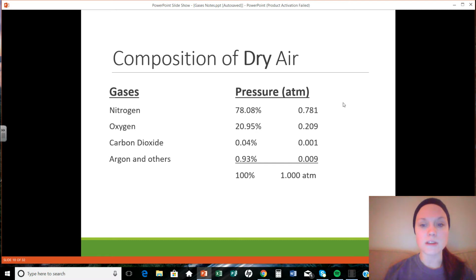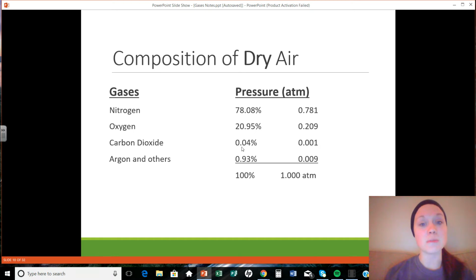So if you look at this slide, what this slide shows you is the composition of the air you're breathing, right? So as you breathe in, you're not just breathing in oxygen. You breathe in oxygen, nitrogen, carbon monoxide, as well as argon. And each of those gases composes a different amount of the air you're breathing in. So if you look, most of the air you're breathing in is actually nitrogen. Only 20% of the air that you breathe in is actually oxygen.